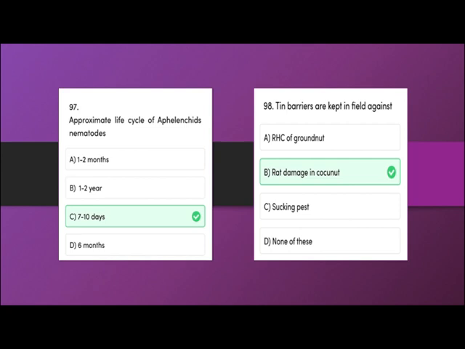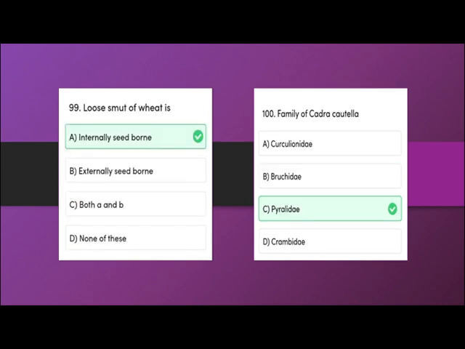98th question. Thin barriers are kept in the field against? And the answer is rat damage in coconut. Now come to the 99th question. Loose smut of wheat is? And the answer is internally seed borne.